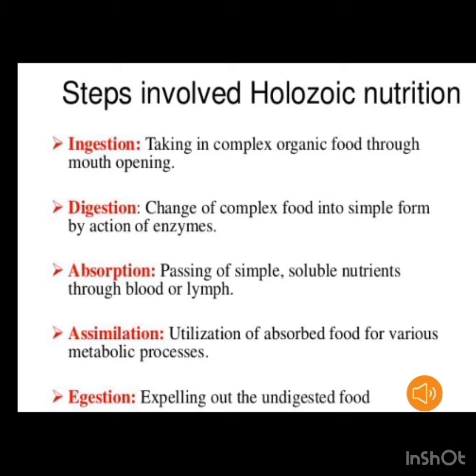Third step is absorption. These smaller or simpler compounds are further absorbed by the blood. Next step is assimilation. These nutrients absorbed by the blood are further utilized by our body for providing energy, growth and development of the body. The last step is egestion.